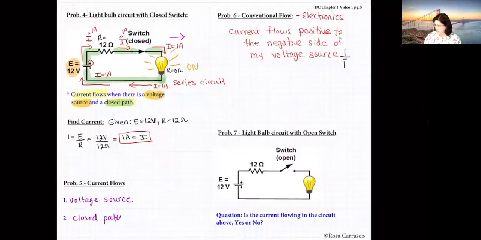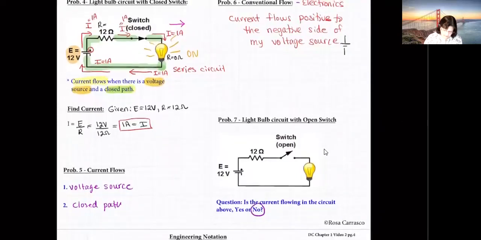Elias says no. Adela says no. Austin says no. Marcelo says no. Christopher says no. Very good. If you said no, you are correct. Is the light bulb on or off? Off. This guy is off because there's no current.